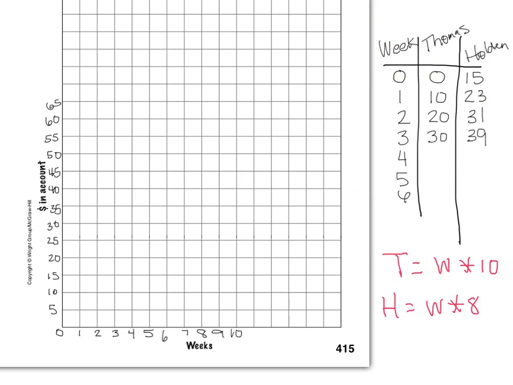And the reason that we want to be able to write a formula is because let's say that this extends down to, I don't know, 37 weeks. Would we want to have to complete the whole table to get all the way down to 37 weeks? I don't think so. So having a formula can really help us here. So I'm writing Holden as the number of weeks times 8 plus 15. Now we can take and we can graph that data. And I'm going to fill out a little bit more of this table here.